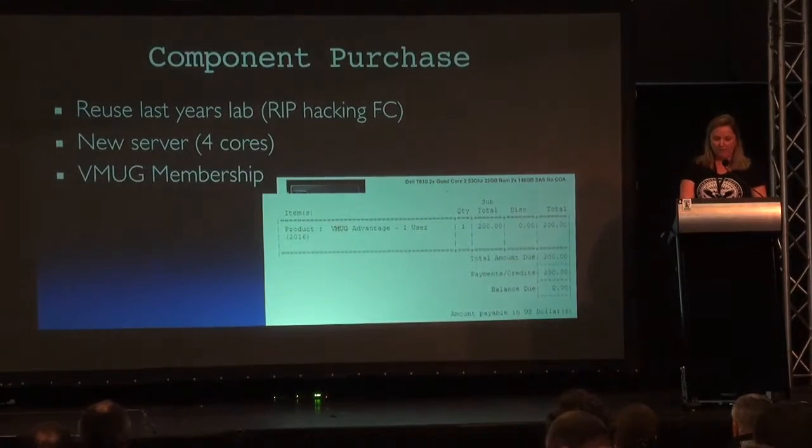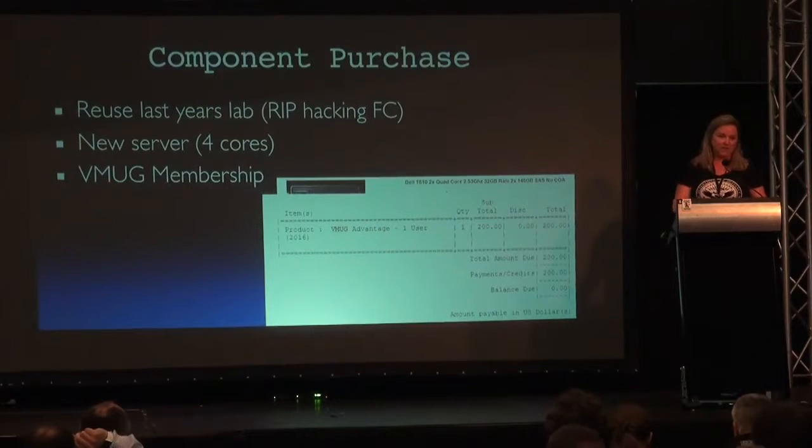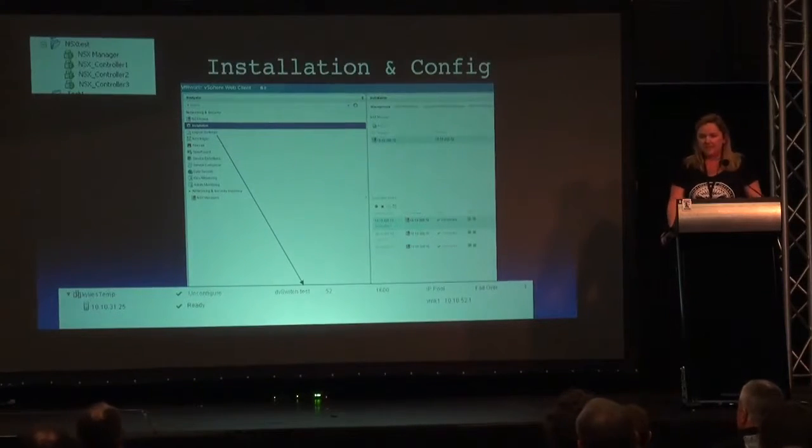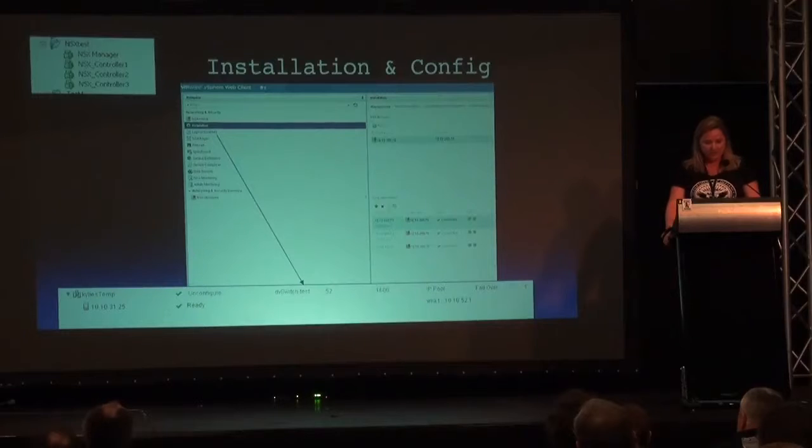I have my VMware user group membership, which is really good if you like testing and playing around with this stuff. It's like $200 a year and you get licenses for vCenter and all the new things that you need licenses for. You just can't use it in an enterprise environment. All up it's about $850 just to build NSX and test it at home. Installing it is super easy.